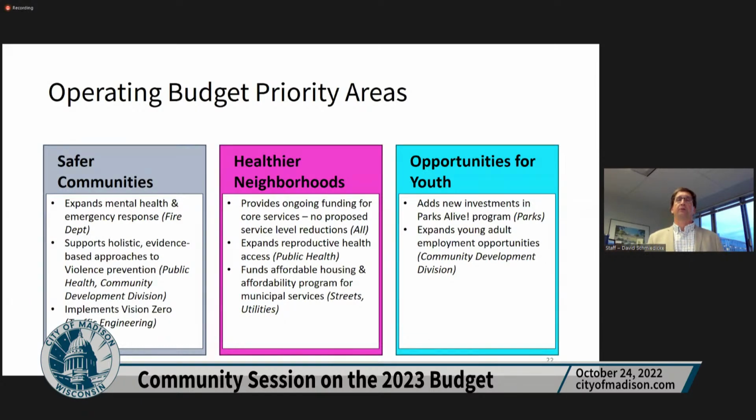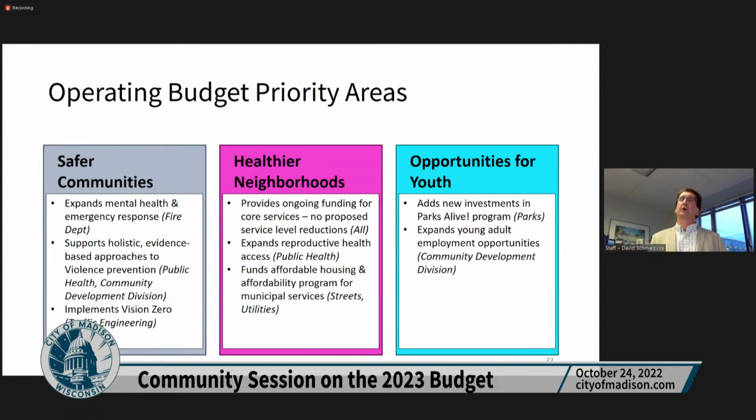It also has a significant investment in reproductive health access through funding for the joint city-county public health department. And through both the capital and operating budget, it funds affordable housing, additional affordable housing units, as well as a new affordability program to help low-income individuals and families with paying a portion of the cost of municipal services fees, such as water and sewer bills.